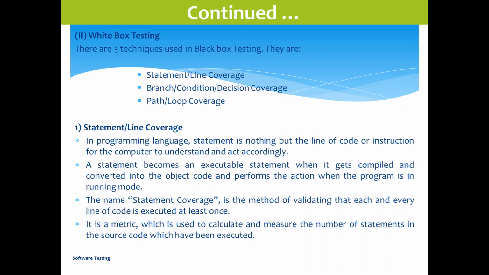The third one is path coverage or loop coverage. While loop, for loop, those will come here. Any looping condition that you are checking is called path coverage or loop coverage. So in this way, three techniques are available in white box also. In black box, three techniques; in white box, three techniques. This is a compulsory question you will get: can you explain about black box and white box techniques?